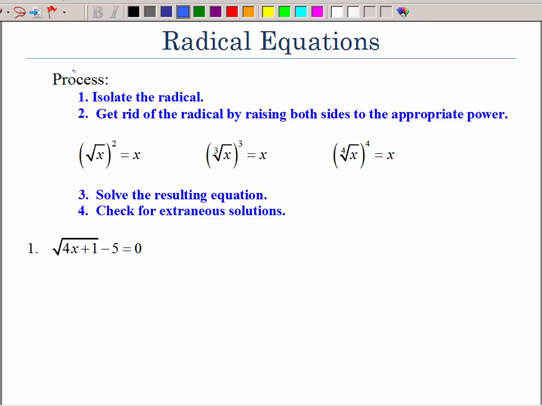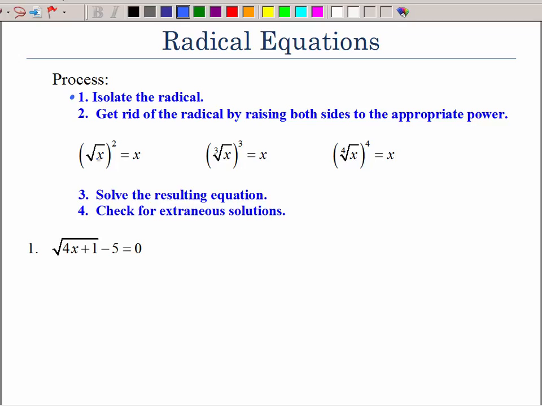In this video, we're going to be using a lot of our algebra skills in order to solve what's called radical equations. Radical equations are just what they sound like. They're equations that have radical signs. And so in order to solve them, we're going to isolate the radical, which means to get it by itself. And then we have to get rid of the radical by raising both sides to the appropriate power.